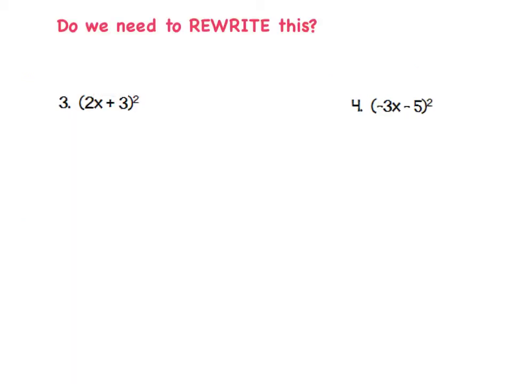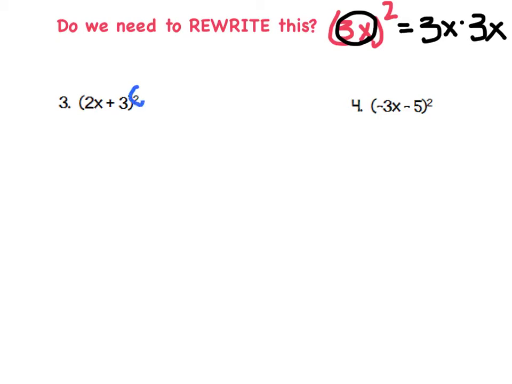First thing you need to ask yourself is, do we need to rewrite this? And the answer is yes. Remember anytime that we saw, for example, 3x squared, what would that mean? That would tell us that we were multiplying the inside 2 times because that's the exponent on the outside, and we would rewrite it 3x times 3x. That's the exact same concept right here. Notice I have a little 2 exponent on the outside. So what's on the inside of the parentheses I have to write down twice: 2x plus 3 times 2x plus 3.